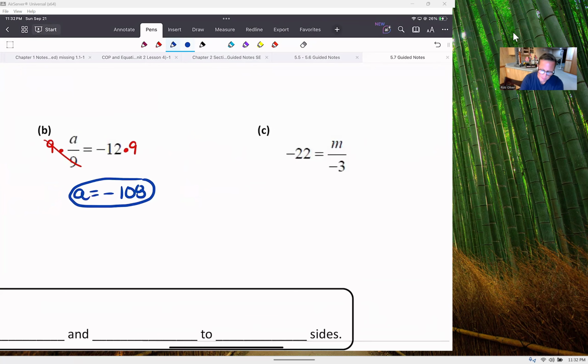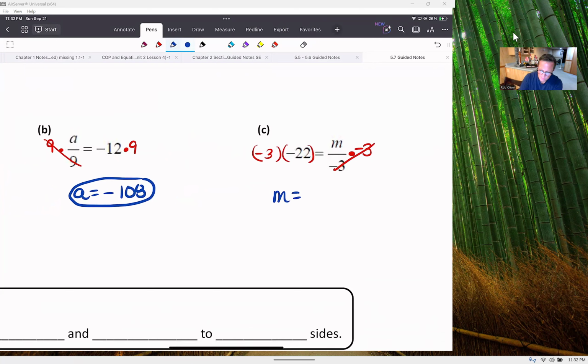Right here, we're going to multiply both sides by negative 3. So negative 3, I'm going to put this in parentheses, is being multiplied by negative 22. Now, a negative times a negative is positive. Over here, these cancel, and we get m equals 66, positive 66.